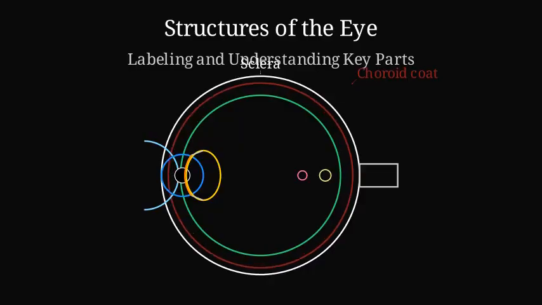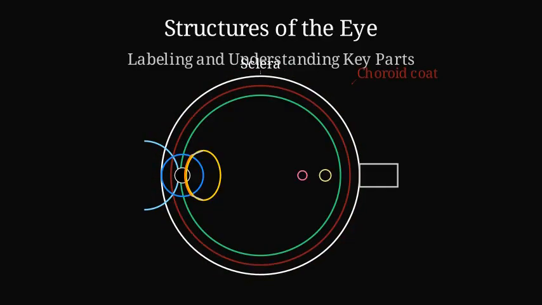Just beneath the sclera is the choroid coat. The choroid is a dark, blood-rich layer that nourishes the eye. It absorbs stray light, so the image stays sharp.